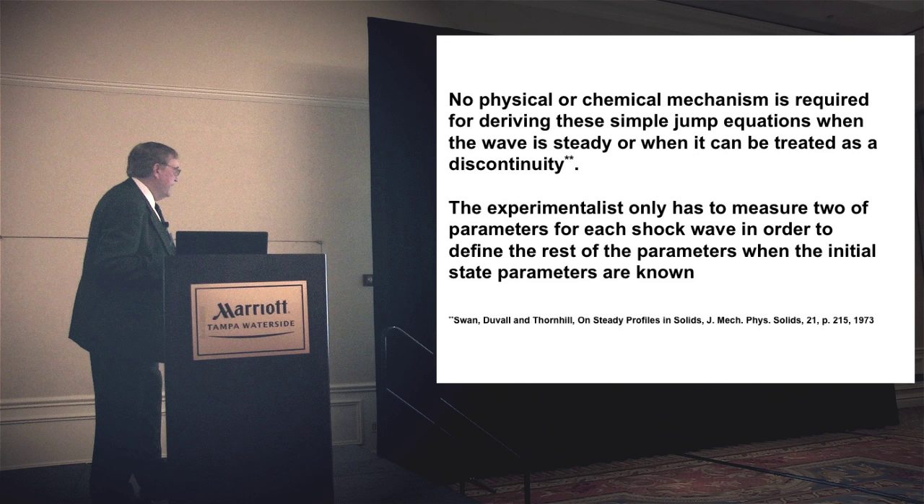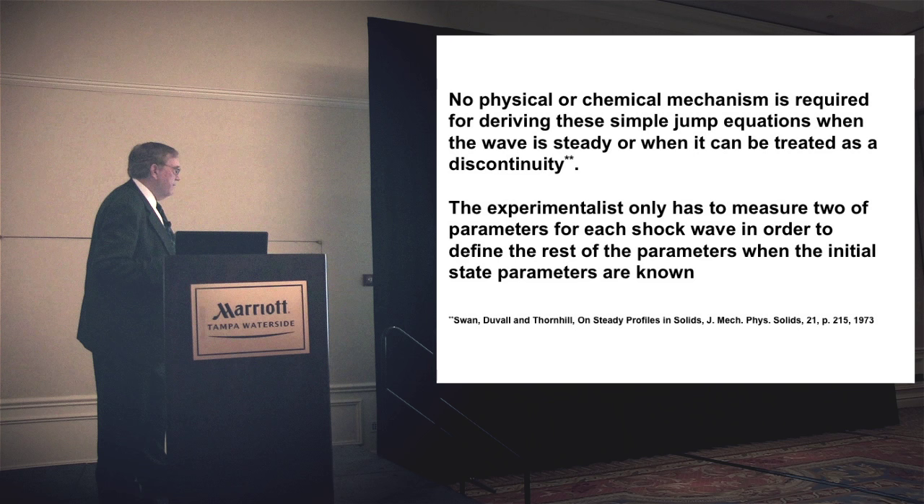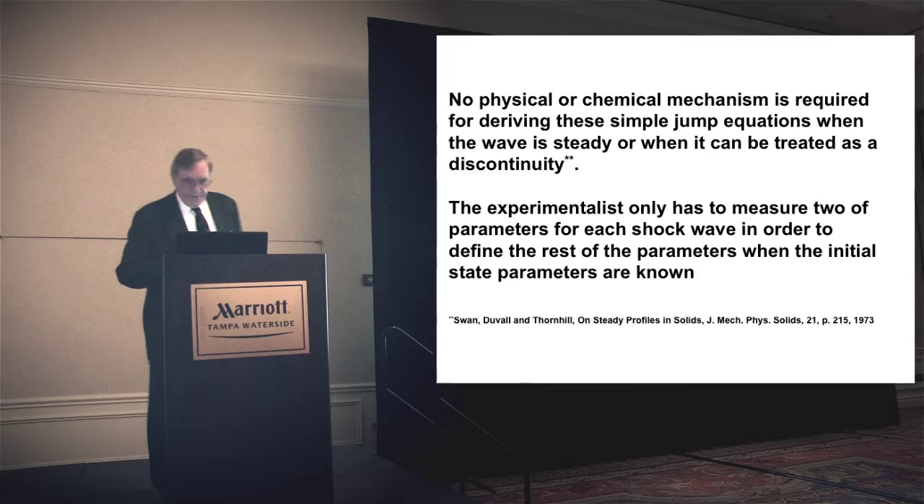And it turns out that to use these equations, the wave has to be steady, or it can be treated as a discontinuity. And this is a paper by Swan, Duvall, and Thornhill that's actually very good on telling you that if it's not this, it's not a Hugoniot, it's off the Hugoniot. It's one of the early papers on that, in 1973. And we're going to talk a little more about that in a minute.